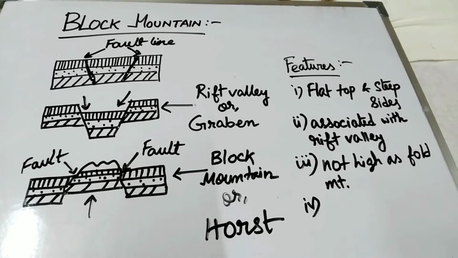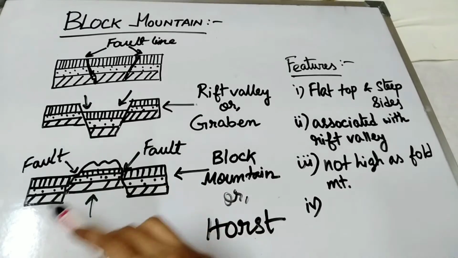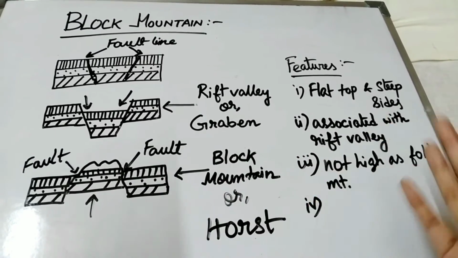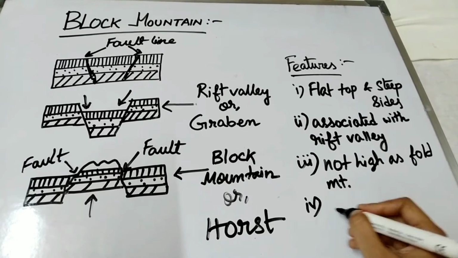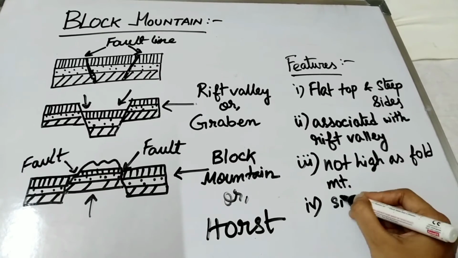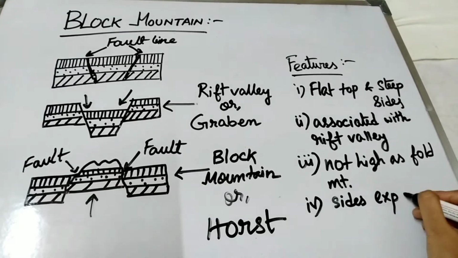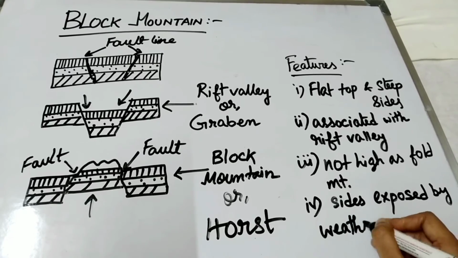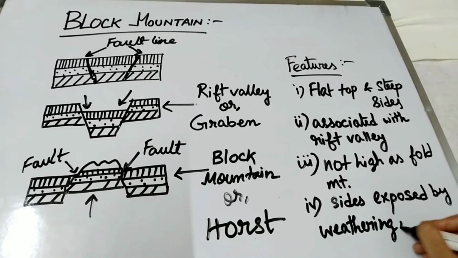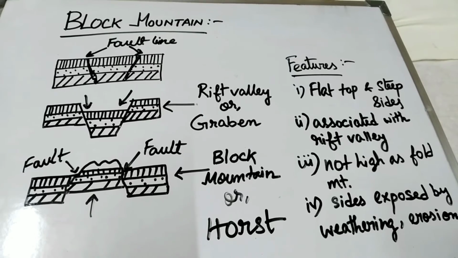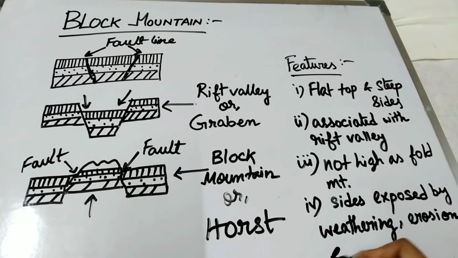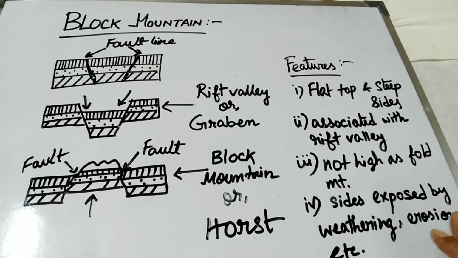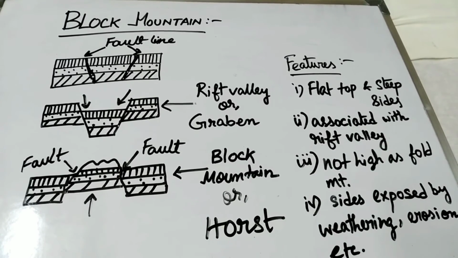And the last feature is that the sides of the block mountain are exposed to weathering and erosion, so they usually get modified in their shapes. So we can write: sides exposed by weathering, erosion, etc. So these are the main features of block mountain.